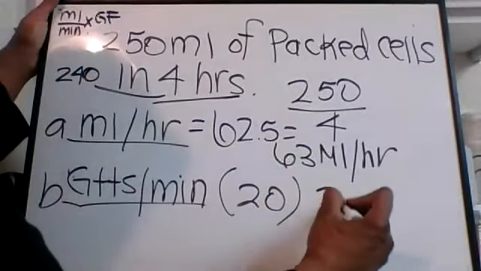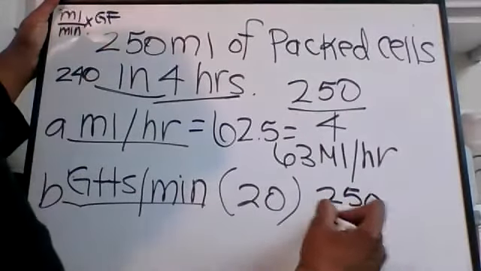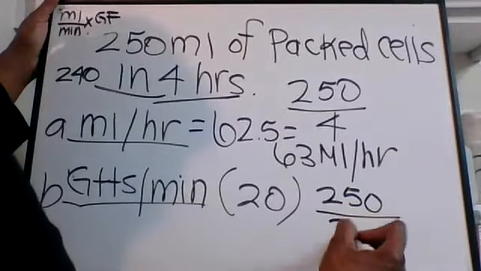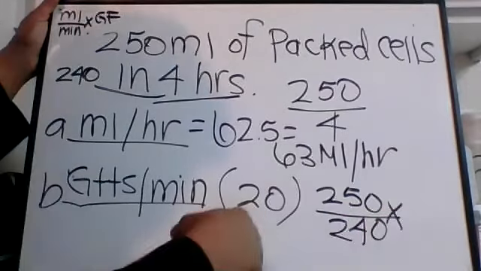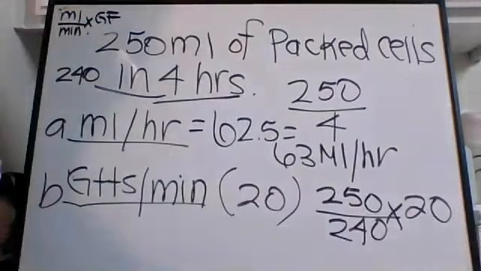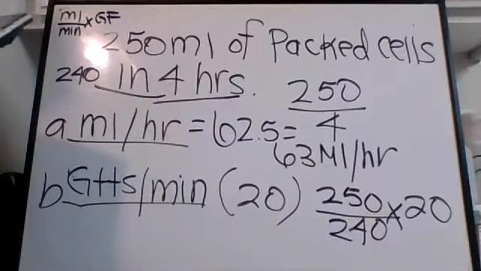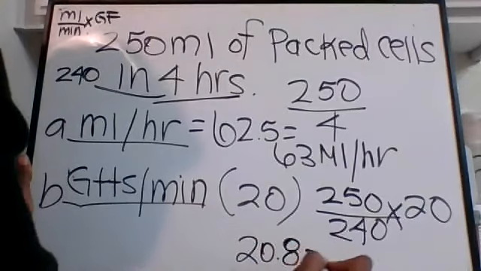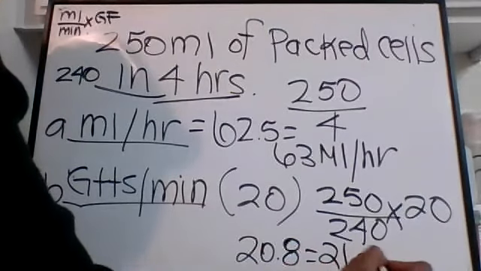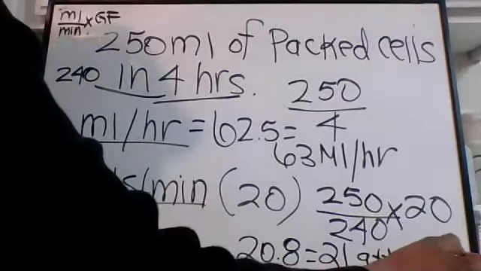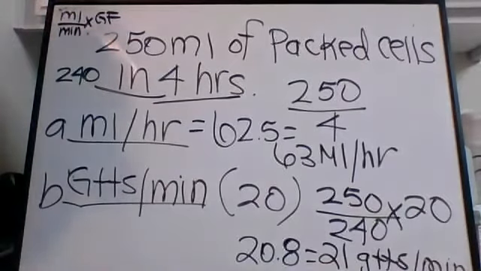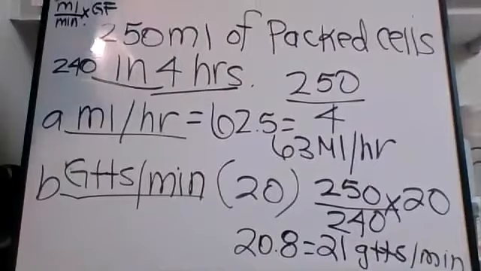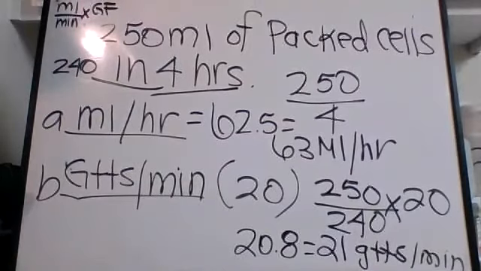So now we take our 250, divided by 240 times the drop factor that's provided, and that is 20, okay? So that's 250 divided by 240 times 20, and the answer is 20.8, and we round to the nearest whole, so it's 21 drops per minute. Okay? So that's it, folks. That is it.